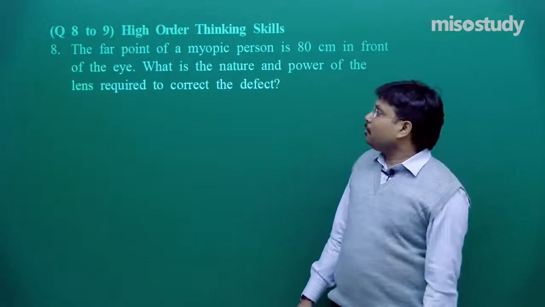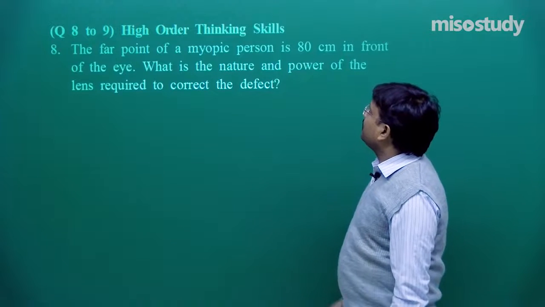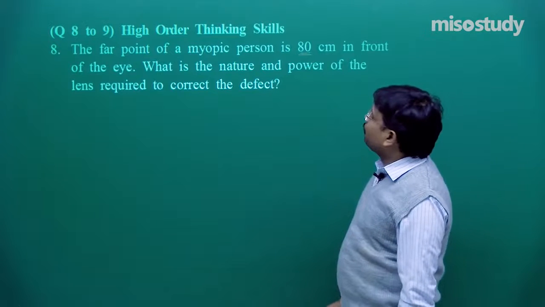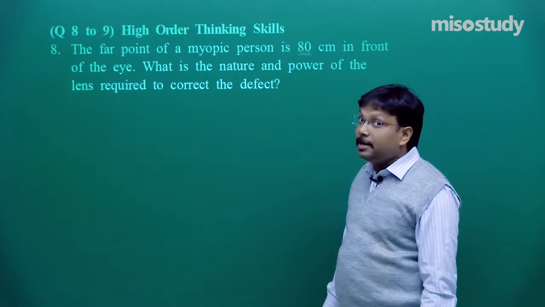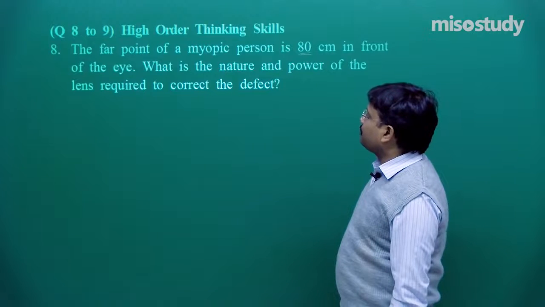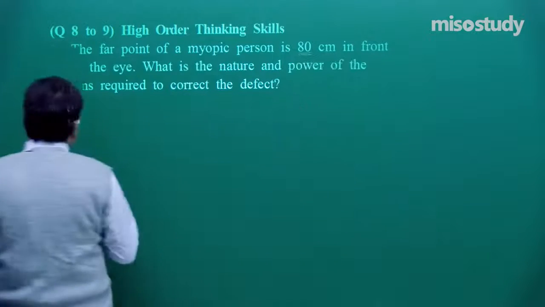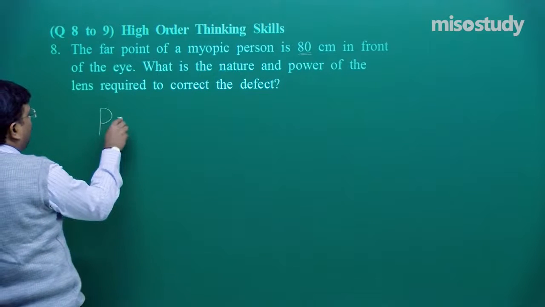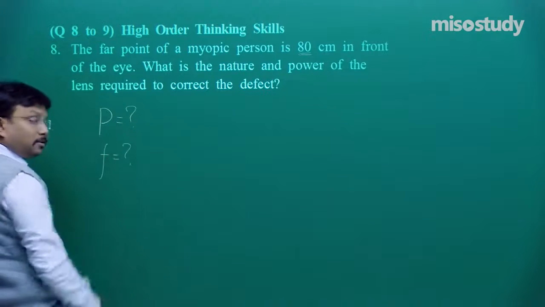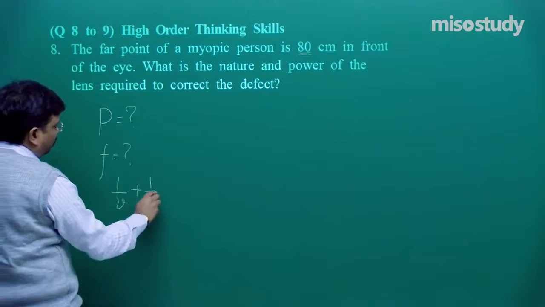So, the question is: the far point of a myopic person is 80 centimeter in front of the eye. It is V minus. What is the nature and power of the lens required to correct the defect? So, first we have to find the power. To find the power we need the focal length, and to find the focal length we have to use this formula.